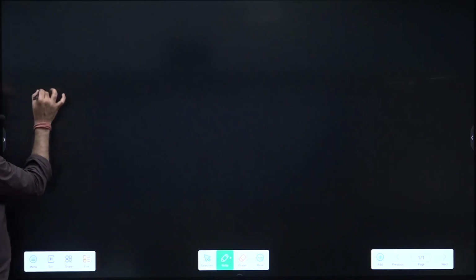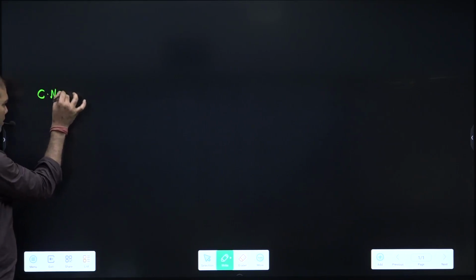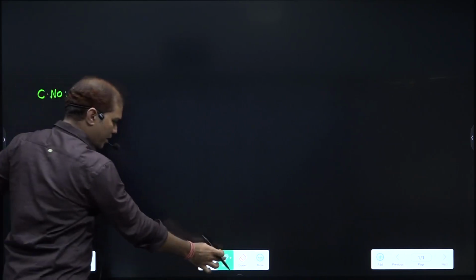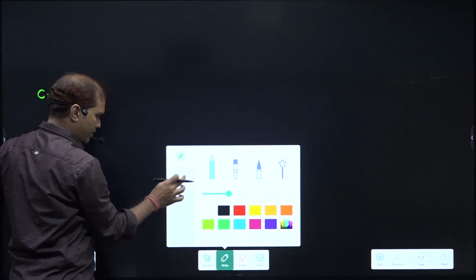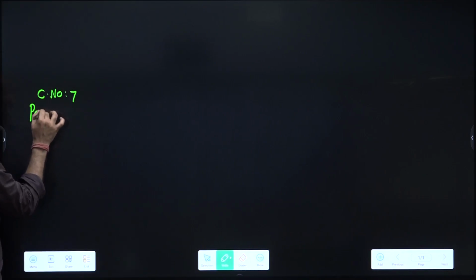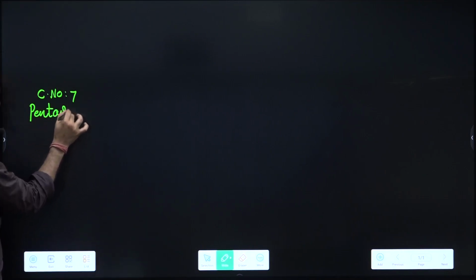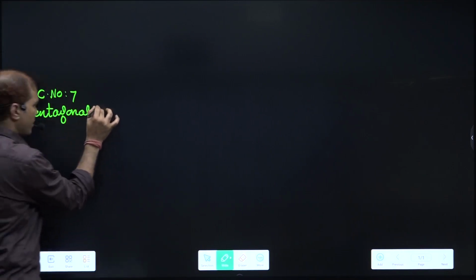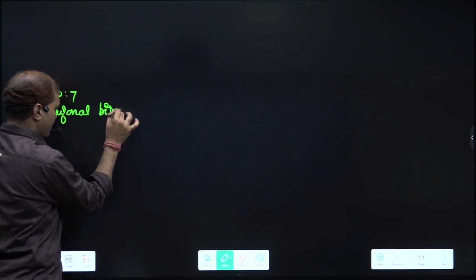Trigonal bipyramidal? No. Trigonal bipyramidal is coordination number 5. Yeah, pentagonal bipyramidal. Distorted octahedra.